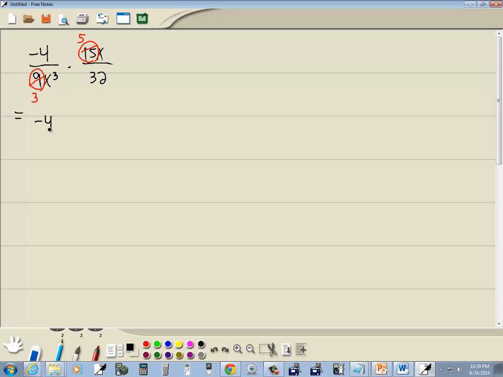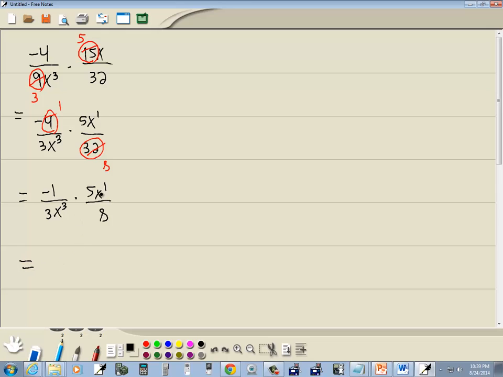So we'll have negative 4 over 3x to the third times 5x. And I'm going to go ahead and put a first power here. Anytime you just have an x, there's an implied first power. And 32. Still working with the numbers, I see I have 4 here and 32 here. The largest number that divides into both is 4. So 4 divided by 4 is 1, and 32 divided by 4 is 8. So I'm going to have negative 1 over 3x to the third times 5x to the first over 8.